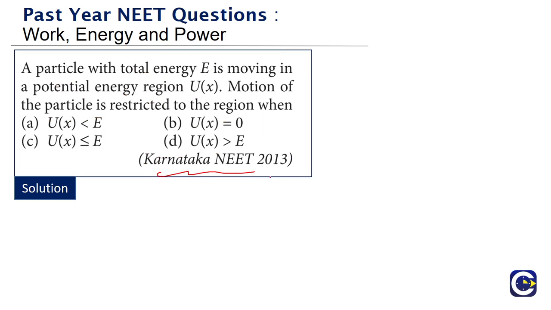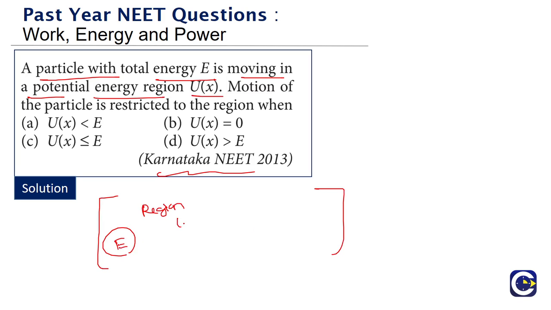Next we have a theoretical question. This has come in the Karnataka paper. A particle with a total energy E is moving in a potential energy region U(x). So you are talking about a region where the total energy of the particle is E and the potential energy is U(x). The motion of the particle is restricted to this region when?